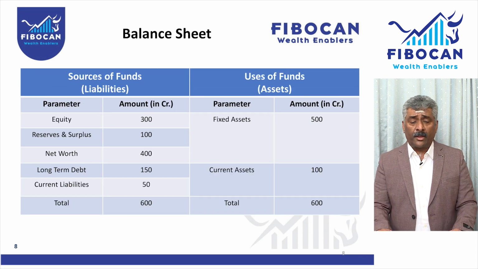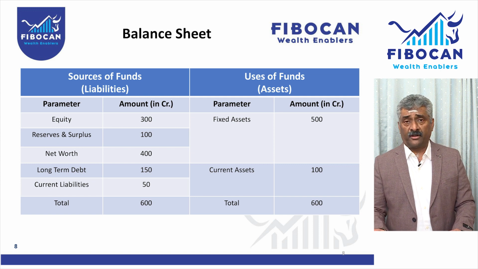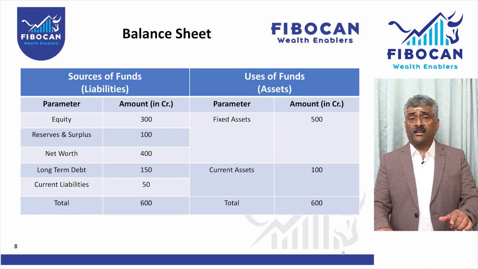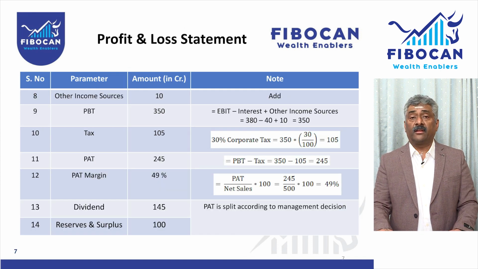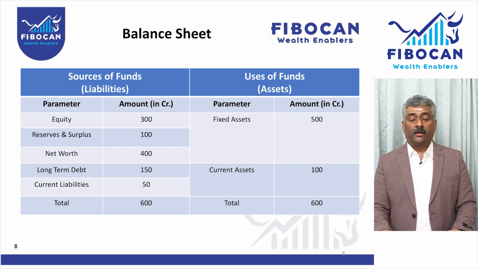Let us look at the balance sheet. Sources of funds and uses of funds. We have put a simple balance sheet. We don't want to complicate it, because we are explaining the concept here. Equity 300 crores, reserves and surplus 100. How did it come? It is the balancing figure in the earlier slide. I am going to slide 7. Reserves and surplus, you see 100, that is taken over here in slide 8. Reserves and surplus 100.